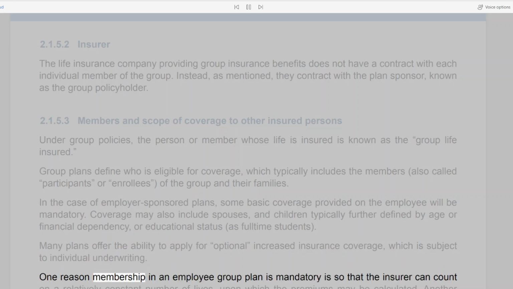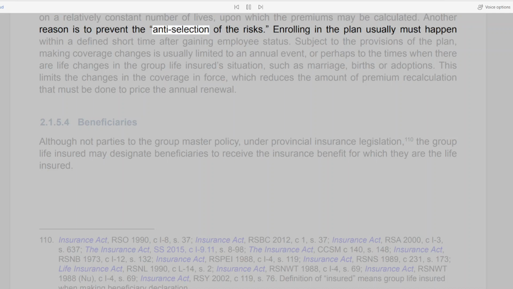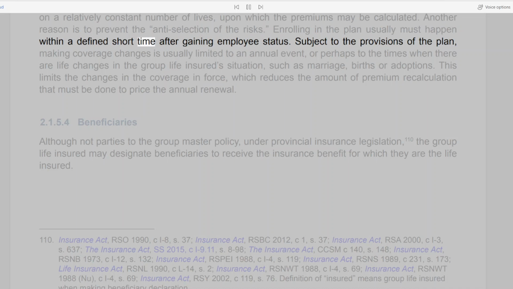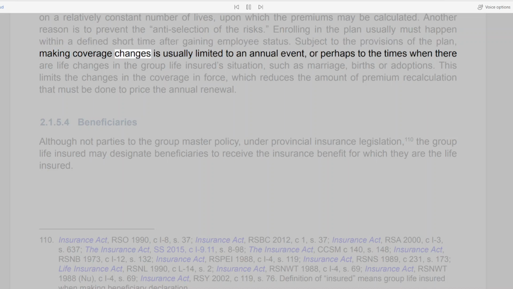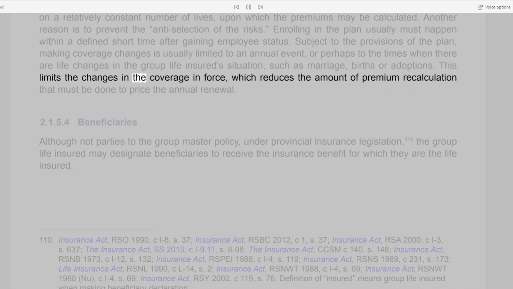One reason membership in an employee group plan is mandatory is so that the insurer can count on a relatively constant number of lives, upon which the premiums may be calculated. Another reason is to prevent the anti-selection of the risks. Enrolling in the plan usually must happen within a defined short time after gaining employee status. Subject to the provisions of the plan, making coverage changes is usually limited to an annual event, or perhaps to the times when there are life changes in the group life insured situation, such as marriage, births, or adoptions. This limits the changes in the coverage in force, which reduces the amount of premium recalculation that must be done to price the annual renewal.